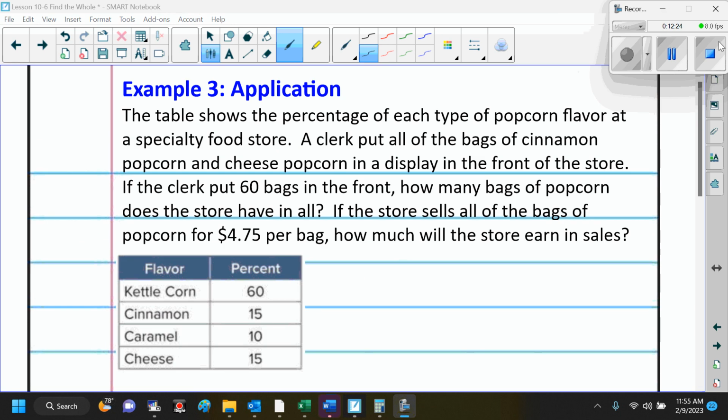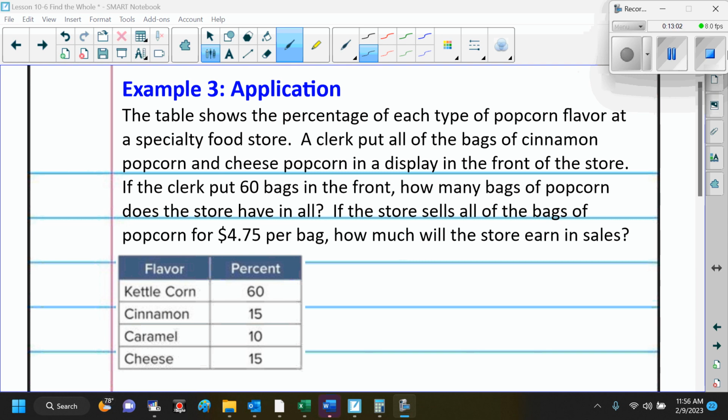So example 3 is an application. It says, the table shows the percentage of each type of popcorn flavor at a specialty food store. A clerk put all of the bags of cinnamon popcorn and cheese popcorn in a display in the front of the store. If the clerk put 60 bags in the front of the store, how many bags of popcorn does the store have in all? And then once we answer that, if the store sells all of the bags of popcorn for $4.75, how much will the store earn in sales?